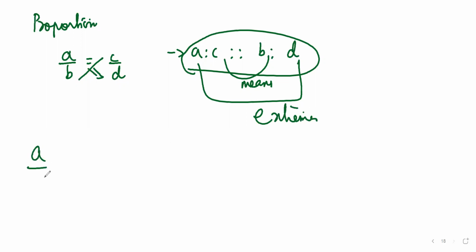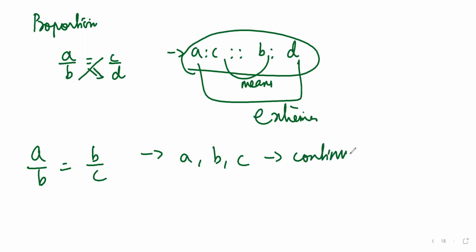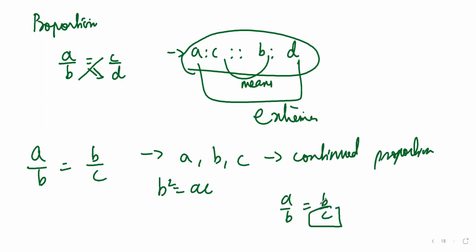If I say A by B is equal to B by C, it means A, B, C are in continued proportion, and what can I say? B is the mean of A and C, or B square is equal to AC. Okay, and similarly, A by B is equal to B by C. So C is the third proportional to A and B. Here in this case, what happens? C is the third proportional to A and B. That we need to remember.